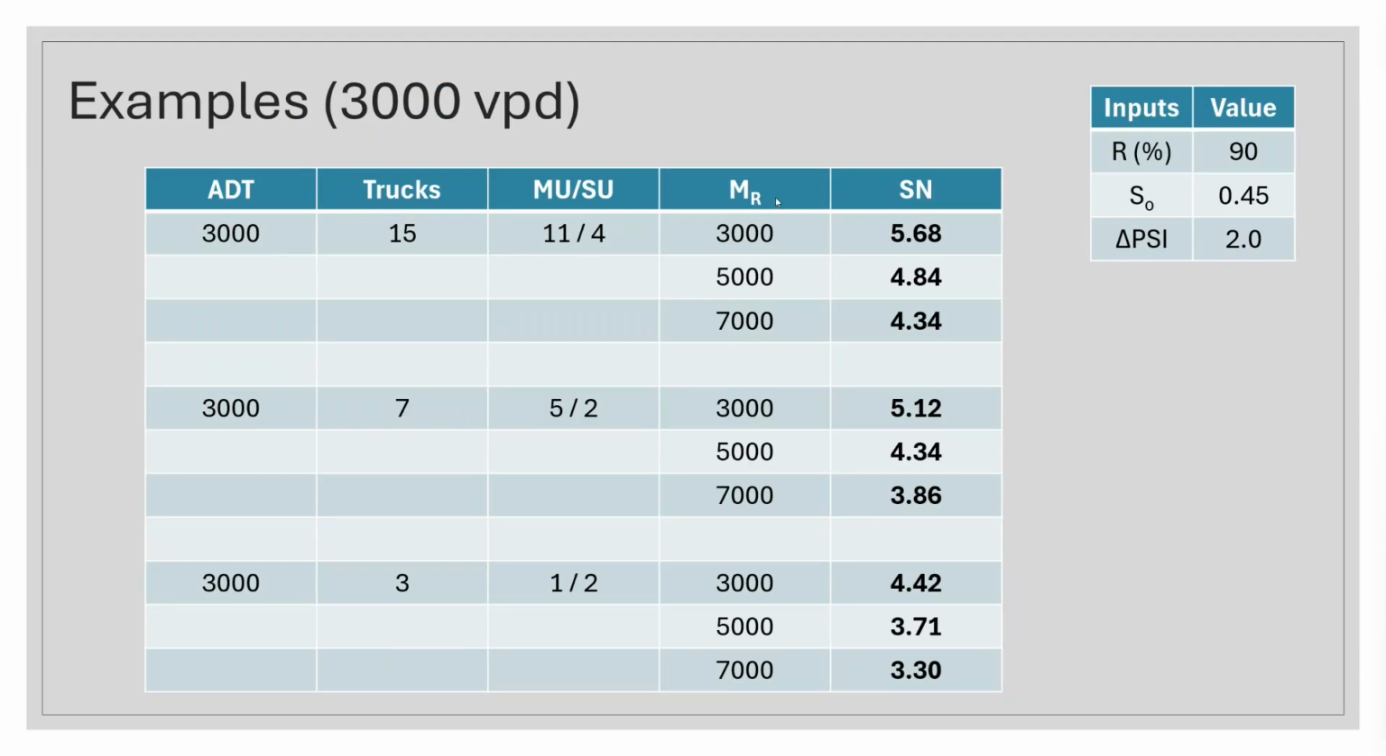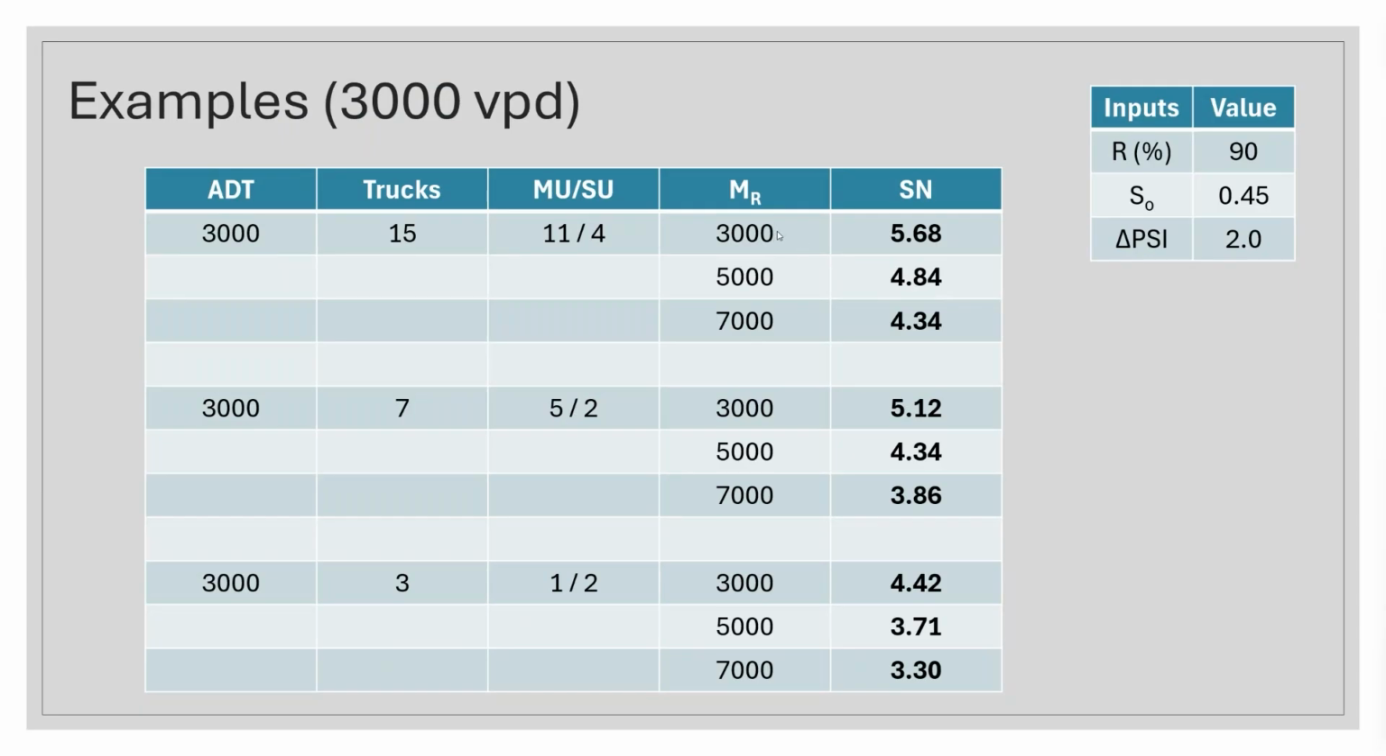Resilient modulus of the soil subgrade is 3,000. That generates a structural number of 5.68. If I were to take that resilient modulus value and say I had a better soil that was maybe 5,000 PSI, my structural number is 4.84. Okay, that's a lower structural number, and that means I need less structure for this pavement for given traffic conditions if I have better subgrade.